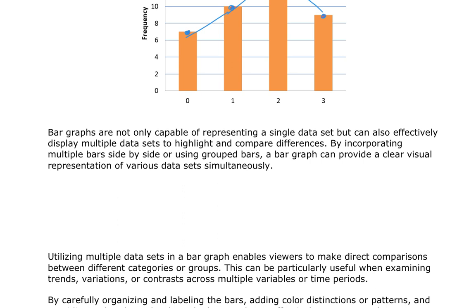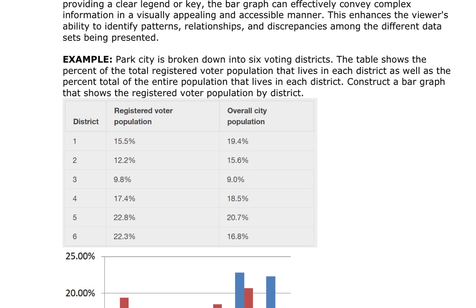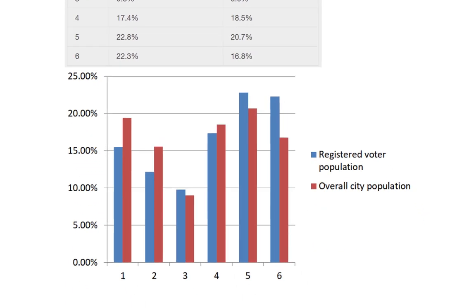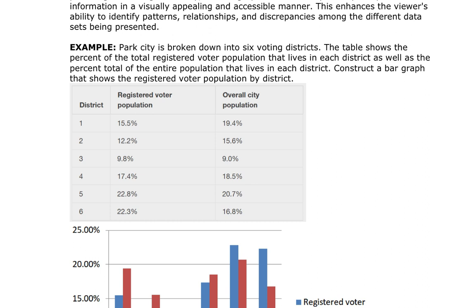So bar graphs can represent a data set, but they can also do multiple data sets, and that way we can do a comparison. As an example, we have Park City, which is broken down into voting districts, and you can see that I have the registered voter population and the overall city population. What's really interesting is that number 5 and 6 have more registered voter population than overall city population. So as we come back up here, Park City is broken down into 6 voting districts. The table shows the percentage of total registered voters that lives in each district, as well as the percentage of total population that lives in each district.